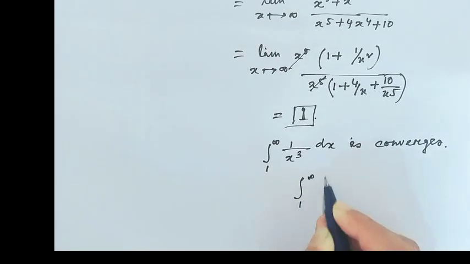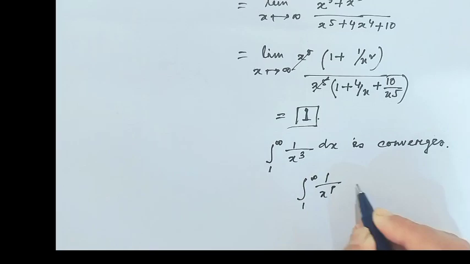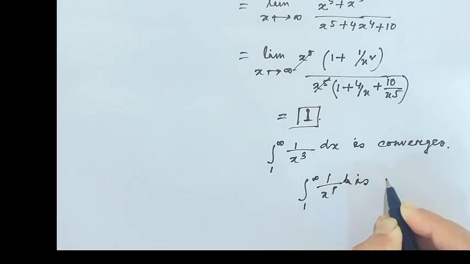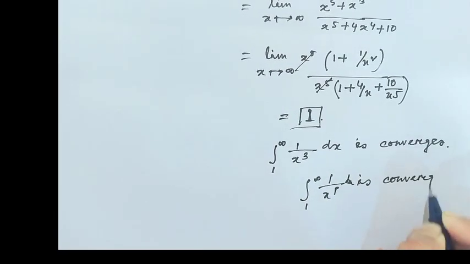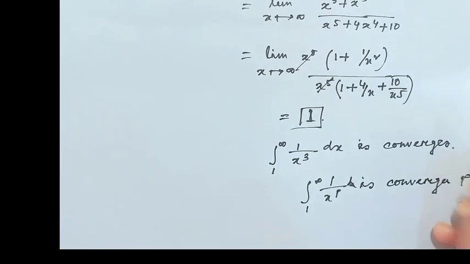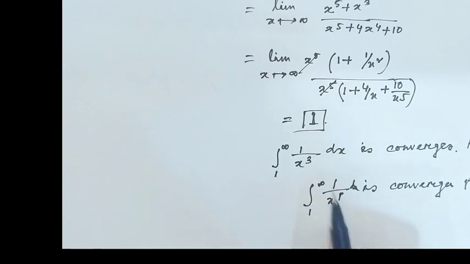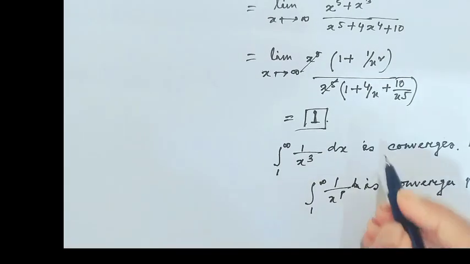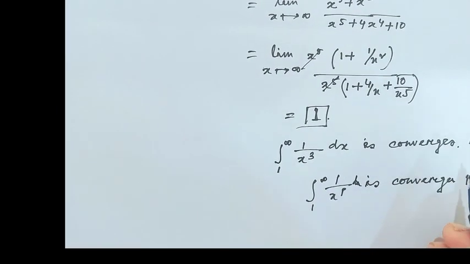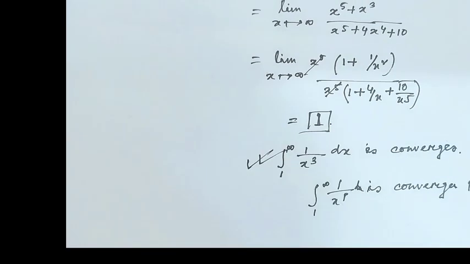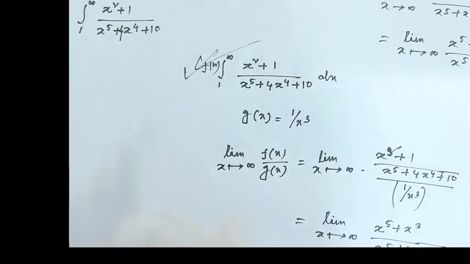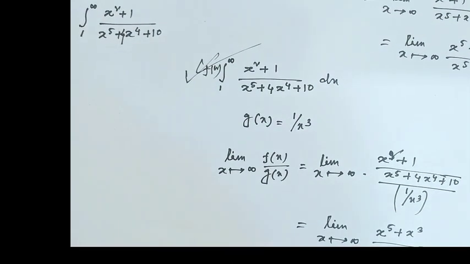A few minutes ago I discussed that the integral from 1 to infinity of 1 over x to the power p dx converges when p is greater than 1. Since here p equals 3, which is greater than 1, this improper integral converges. And since this improper integral converges, our given integral is convergent.